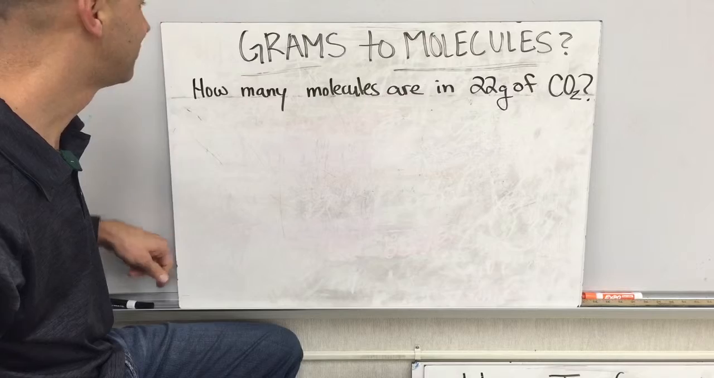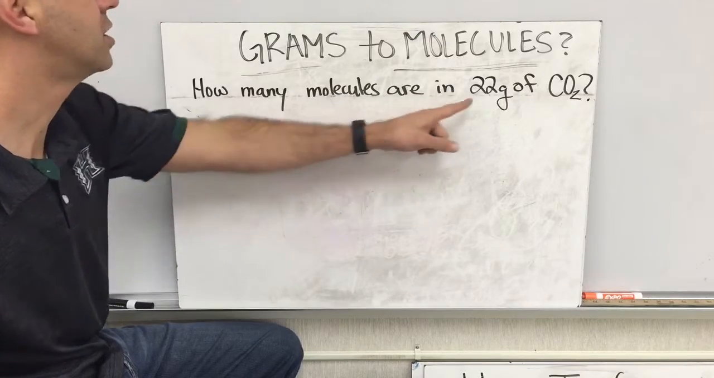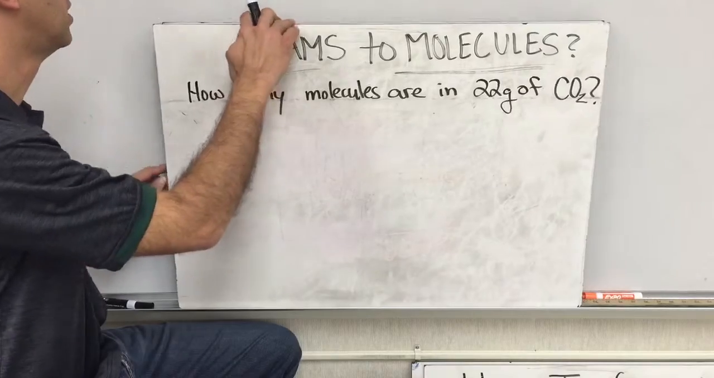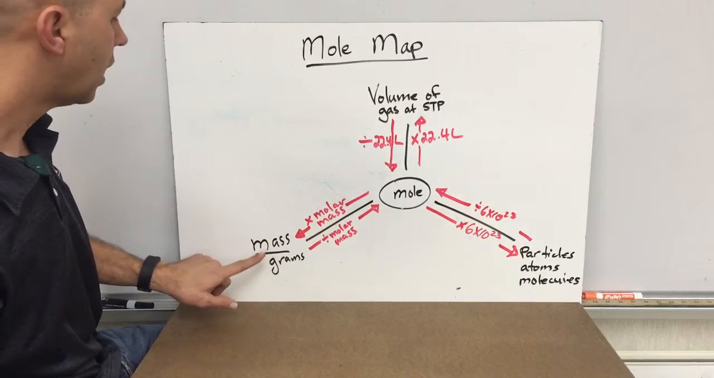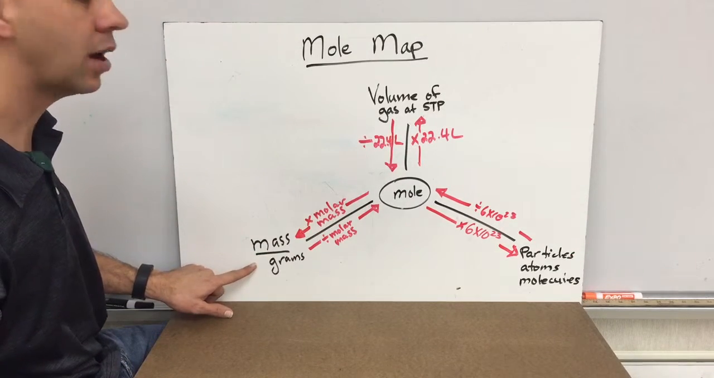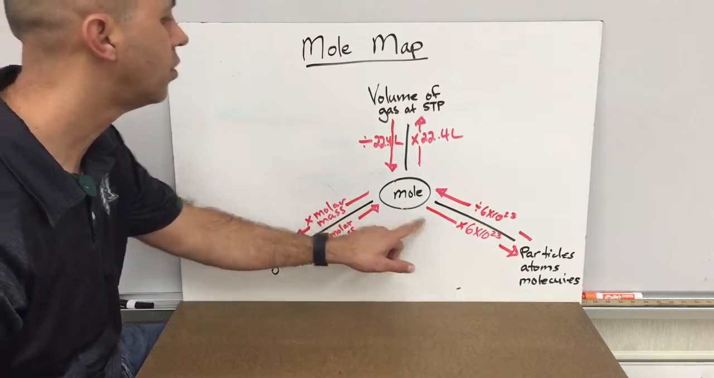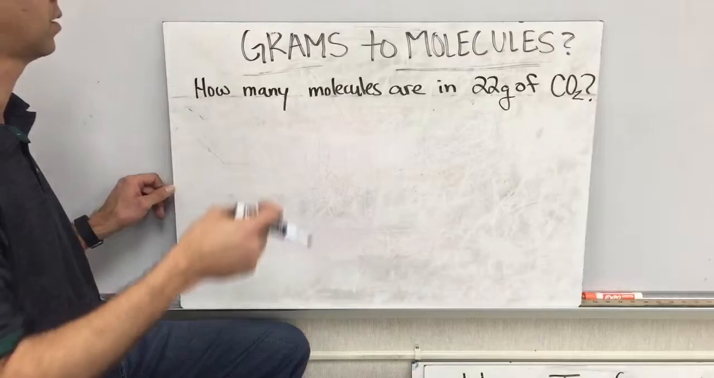Me too. How many molecules are in 22 grams of CO2? So I'm down here, I'm in 22 grams, and I've got to go to molecules over here. So I'm going to go from grams to moles down to molecules.